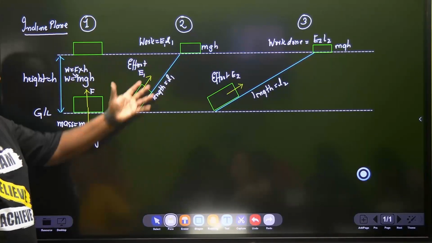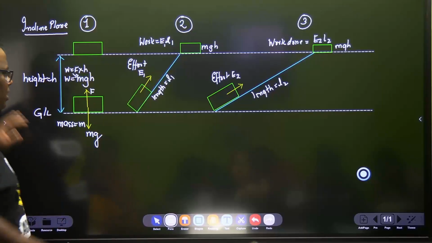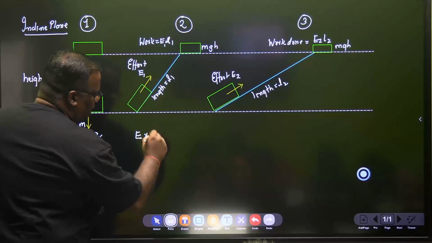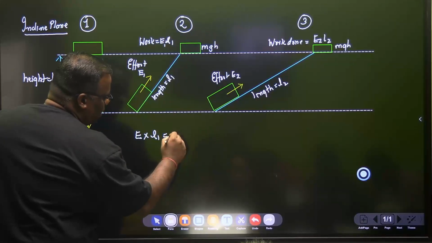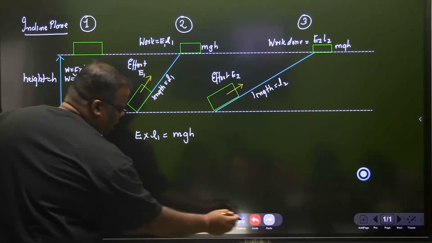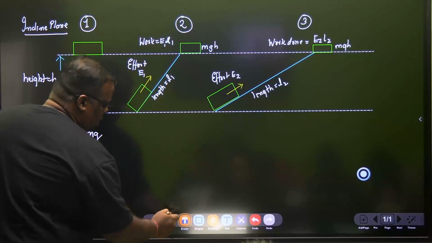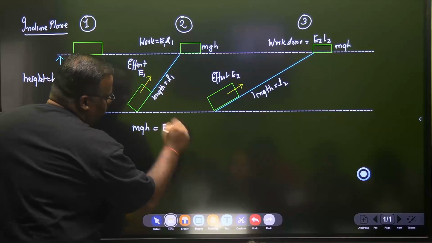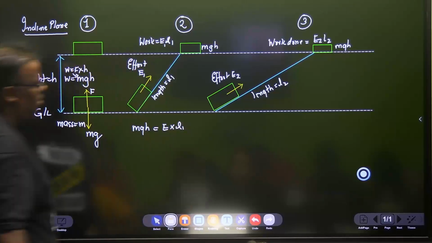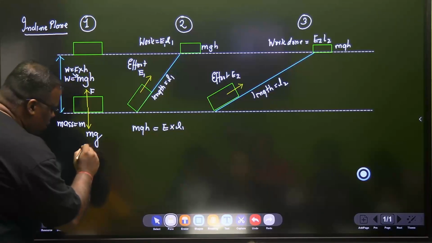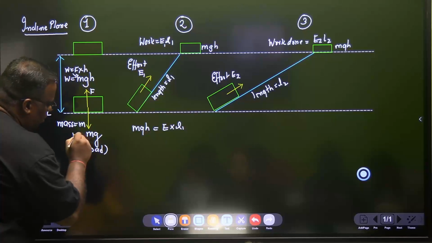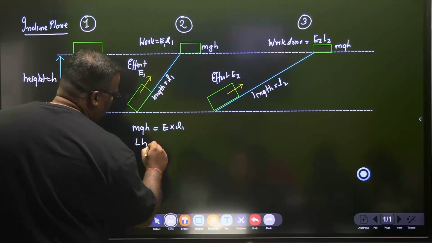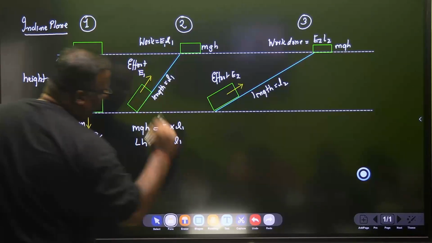Clear? Let's see, just for any case, let's say for L1, E multiplied by L1 is equal to mgh. Or rather, let me write it like this: mgh should be equal to E multiplied by L1. Do you agree or not? mg is nothing but your load, so I can write the load is equal to mg, which is the weight. So I can write L upon E is equal to L1 upon H.